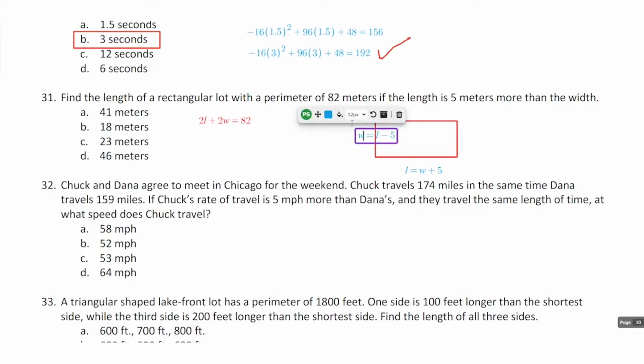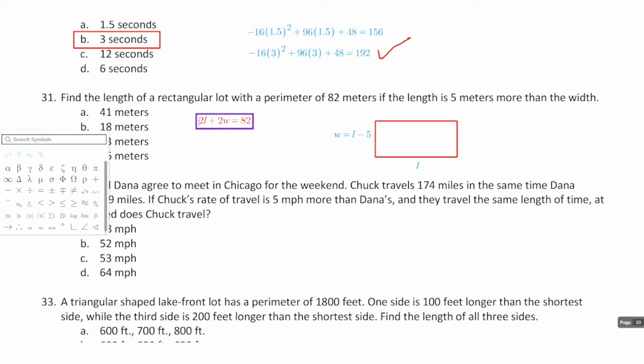Doing this will make it so that when I substitute these back into the perimeter equation, I don't have to convert anything. So basically we're going to replace the W with L minus 5. I have 2L plus 2 times the width, which is 5 less than the length, equals 82. And now I just need to solve this equation. So distributing that 2 to the L minus 5 gives me 2L minus 10 equals 82. Combining these two like terms is going to give me 4L. So I get 4L minus 10 equals 82.